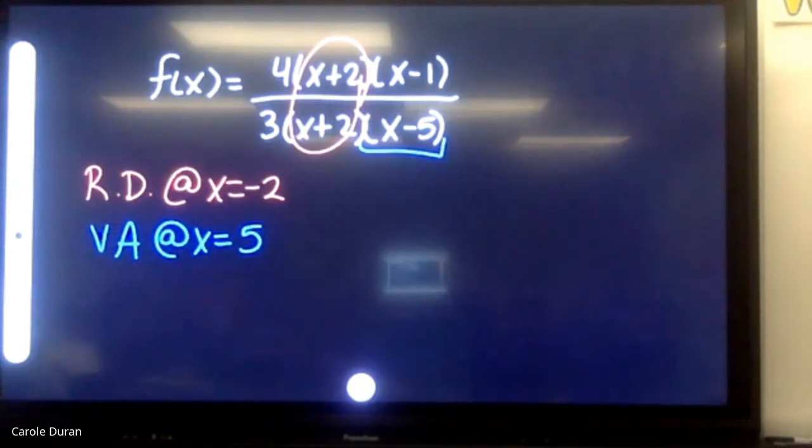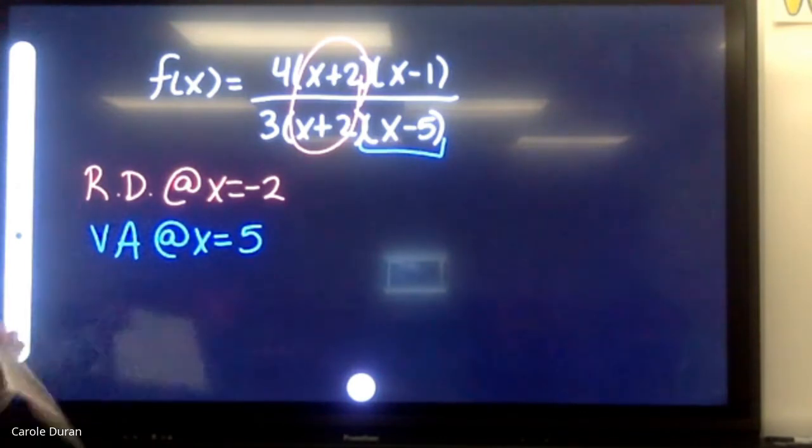The degree of my numerator versus the degree of my denominator. If the degrees are the same, I have a horizontal. If the degree of my denominator is larger, I have a horizontal. If the degree of my numerator is larger, I have an oblique, and I would use synthetic or other division to solve.